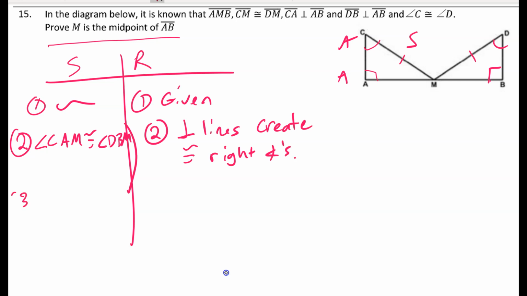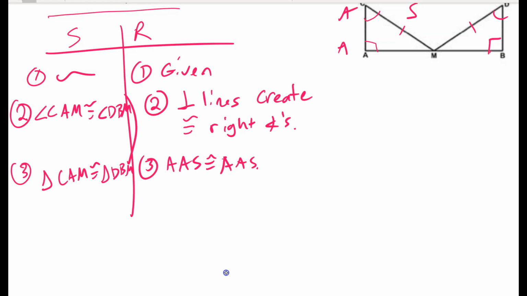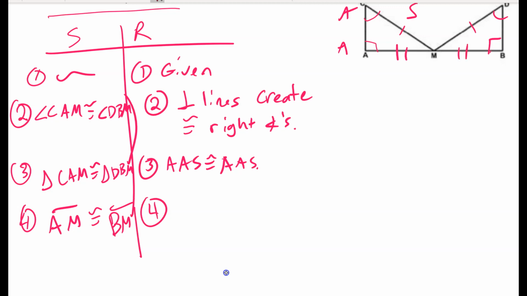And then because they gave me all that good stuff in the givens, that's enough to say that triangle CAM is congruent to triangle DBM by angle side. Now, I'm going to say that the segment AM is congruent to segment BM. Of course, if those triangles are congruent, those corresponding parts should be congruent. So corresponding parts of congruent triangles are congruent, which is enough to say that M is the midpoint of AB.